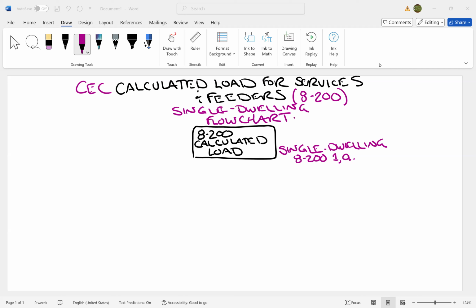Let's do this flow chart for a single dwelling, and then we can do more flow charts for other dwellings. The single dwelling in the code is Section 8, Rule 200, 1A. So it's called 8-200 calculated load, and we're going to calculate that in watts. Really, what this section is saying is that you are going to add up all of the important parts that contribute to the amount of power in watts that's being used in this household.